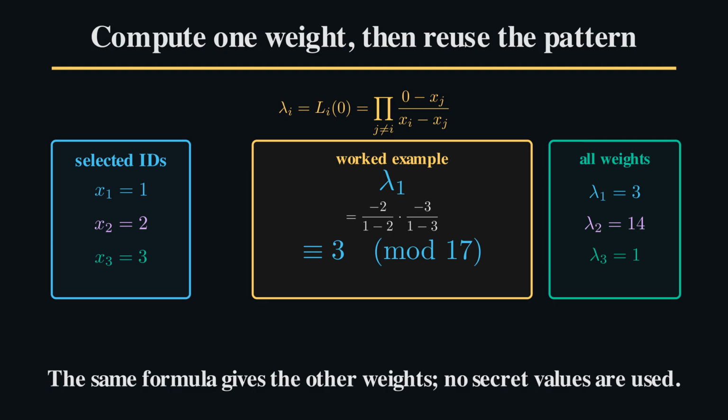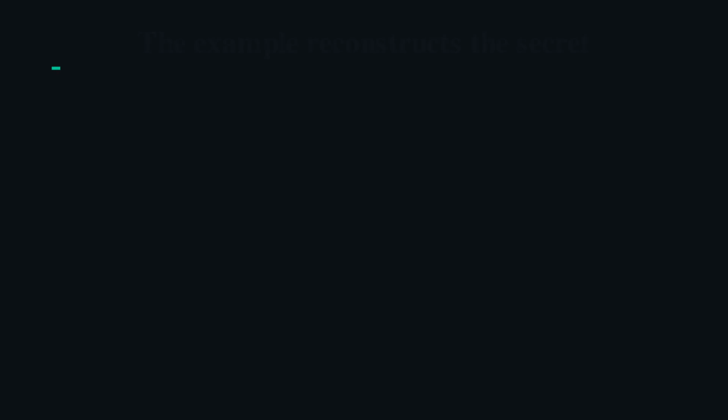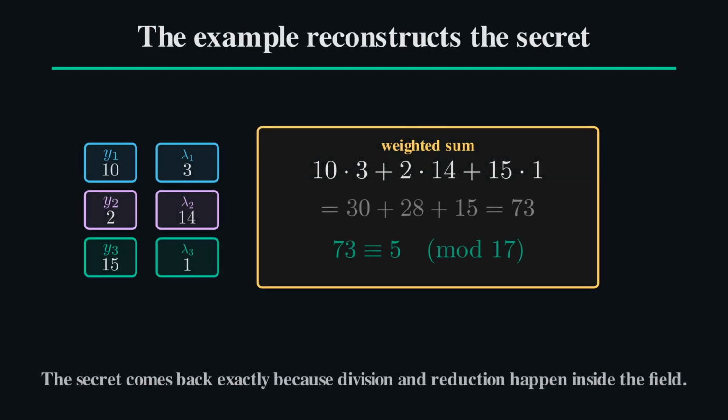Here is one calculation. For the first selected identifier, the other identifiers are 2 and 3, so lambda 1 multiplies the 2 corresponding fractions and becomes 3 modulo 17. Applying the same pattern to the other identifiers gives 14 and 1. The weights use only the identifiers, not the y values and not the secret. Now multiply each observed y value by its weight and add the results in the field. 10 times 3 plus 2 times 14 plus 15 times 1 equals 73. Reducing 73 modulo 17 gives 5. That is the original secret.